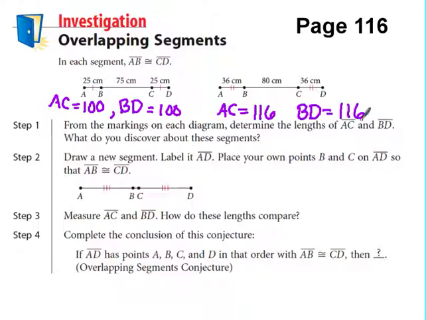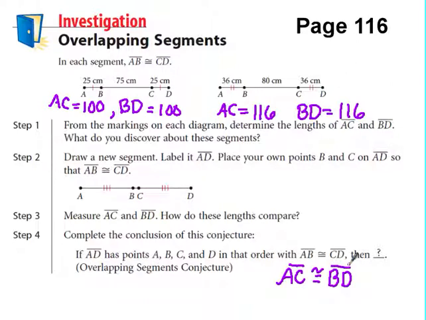So let's go ahead and complete the conclusion of this conjecture. It says if AD has points A, B, C, and D in that order, with AB congruent to CD, then what can you conclude? AC will be congruent to BD. Okay, good. AC is going to be congruent to BD.